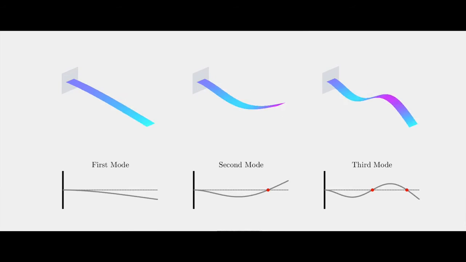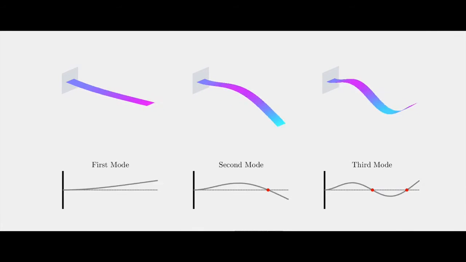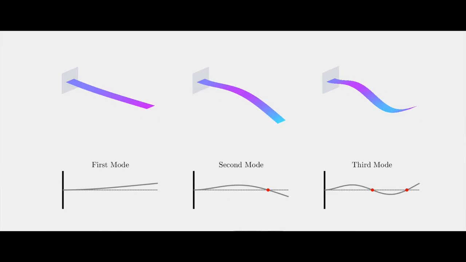It is noticed from the second and third modes that there are points that don't change with time, which are represented in red. These points are called nodes. The second mode has one node, while the third mode has two nodes.